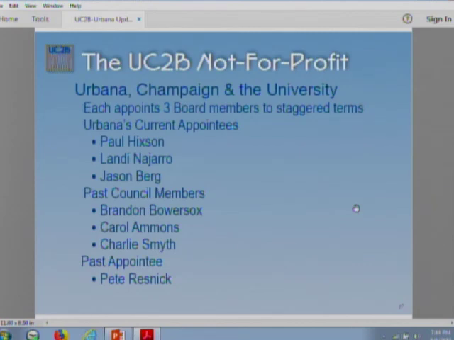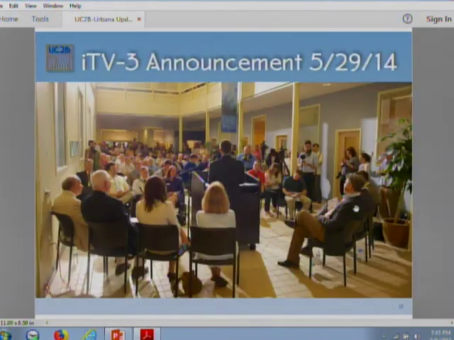So we formed a not-for-profit corporation, and it looks a lot like what the old Intergovernmental Consortium used to be, in that the cities and the university appoint people to it, and it runs things and manages it. The city's current appointments are Paul Hickson, who's here tonight, Landy Najaro and Jason Berg are your other two. Some past council members have been on the board, Brandon Bowersox, Carol Ammons, and Charlie. And a lot of you know Pete Resnick. He was around for a long time on the board.